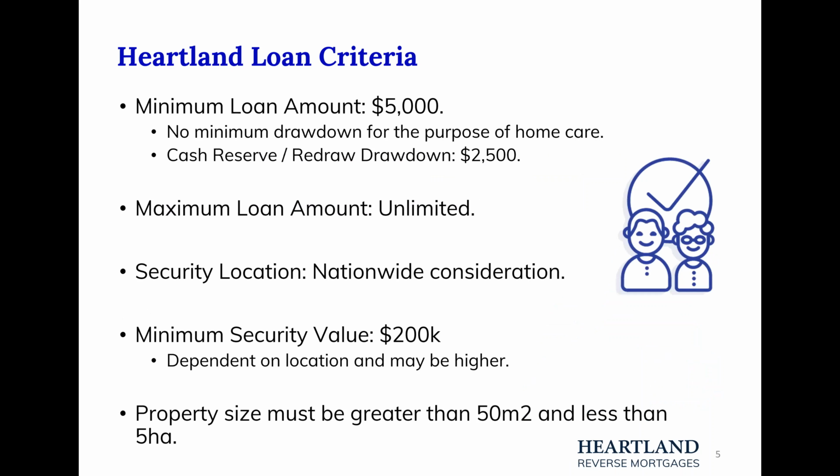Moving on. So carrying on with the Heartland loan criteria, the minimum loan amount that we can offer for an initial advance is $5,000, and this is lower than most providers on the market, especially the major providers. And we also have no limit on the maximum, so we actually offer the largest loan size in the market as well. There's no minimum drawdown required for the purpose of home care.